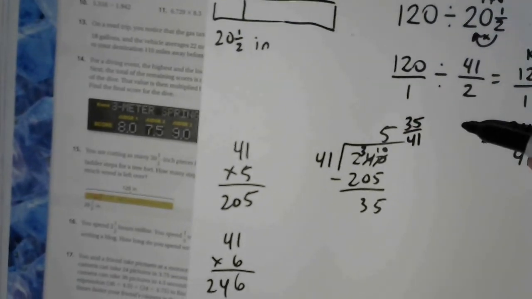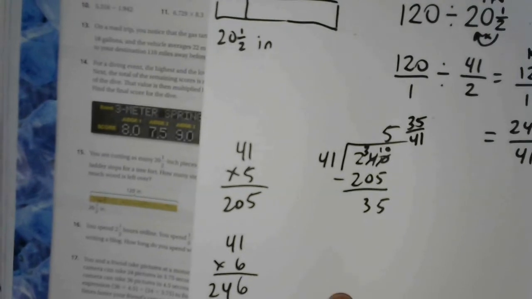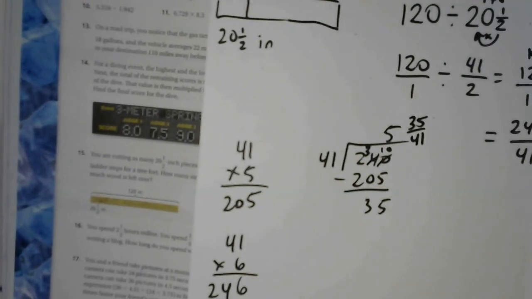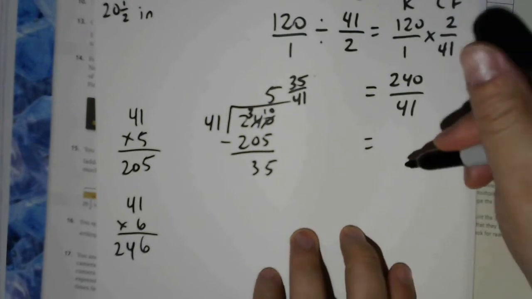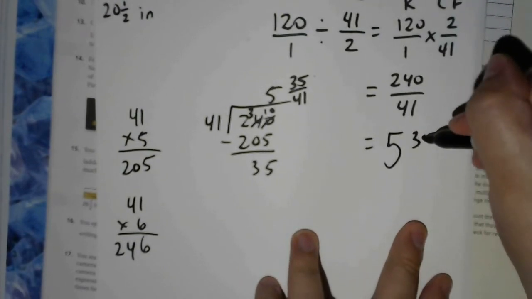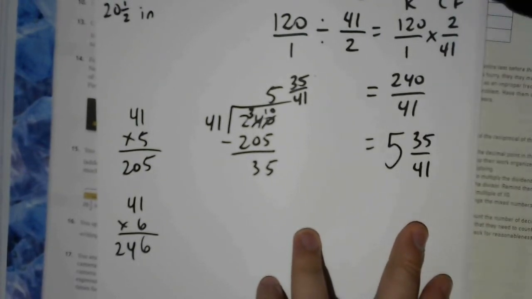Now again, 35 over 41, I want to make sure I simplify that as much as I can. So I'm trying to think of some numbers that go into both 35 and 41. And you know what? I can't think of any. So my answer here, 240 over 41, is 5 and 35 over 41.